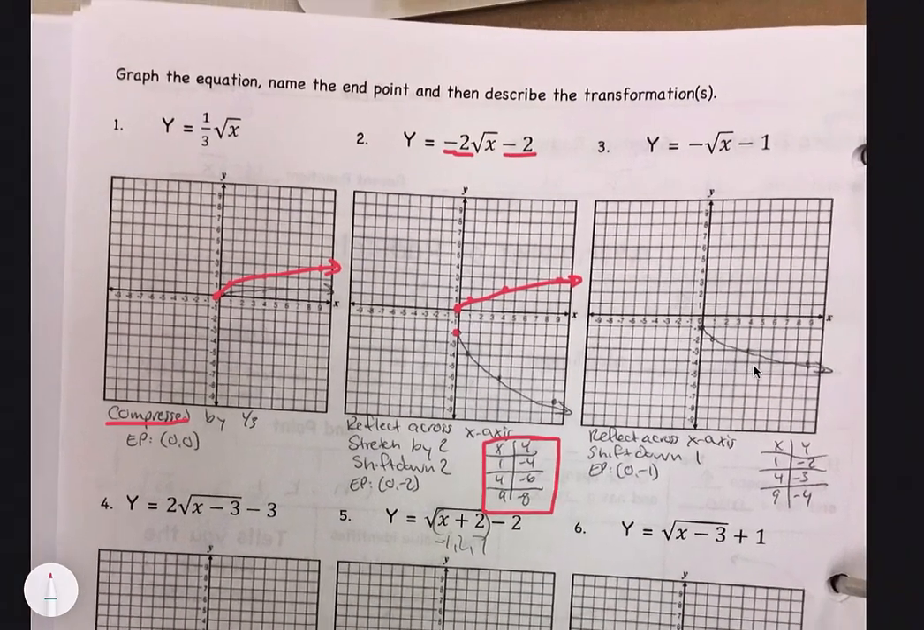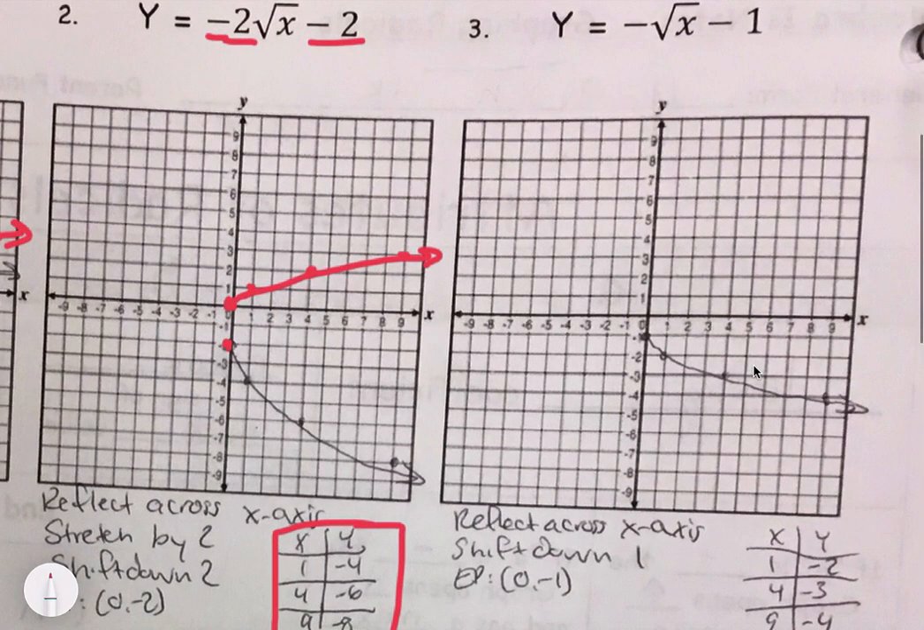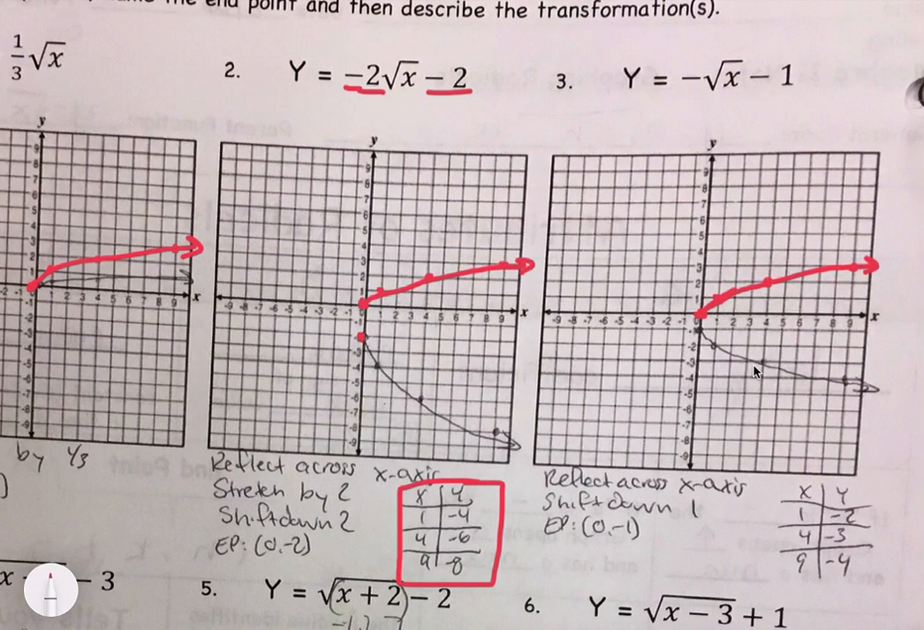And then we have number 3. I'm going to draw in the parent function again. 0, 0, 1, 1, 4, 2, 9, 3. What would be the next point? Right, 16, 4. So you can see the graph gets flatter and flatter as we go.